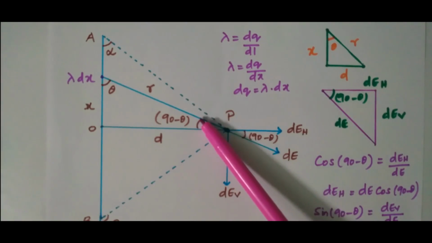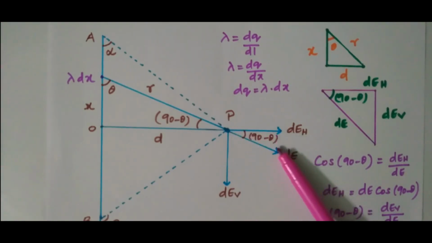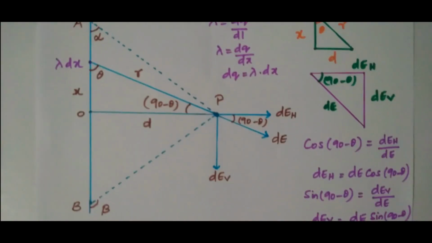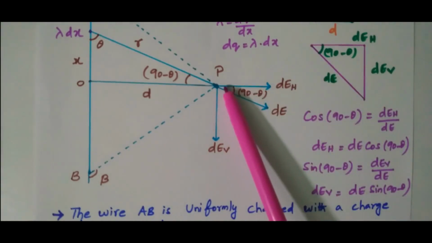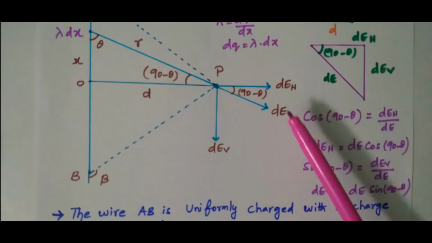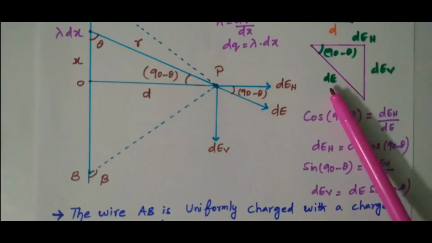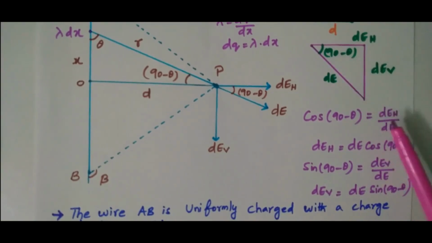So this angle is 90 minus theta, which means automatically this angle will be 90 minus theta, right? In order to find the horizontal and vertical component, this triangle is drawn separately here. This is the horizontal component, this will be the total component, and this will be the vertical component, dE_H, dE_V and dE. And the angle will be 90 minus theta.